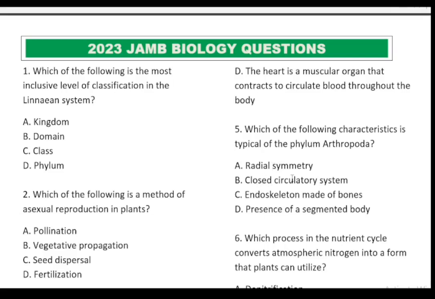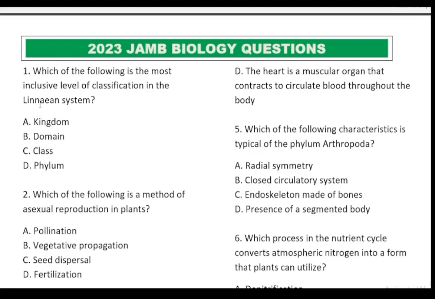And then they do not have a closed circulatory system, nor do they have an endoskeleton made of bones. Their endoskeleton is not of bones because they do not have that type of supporting tissue. So it is the presence of a segmented body. That is what the answer to that particular question is.